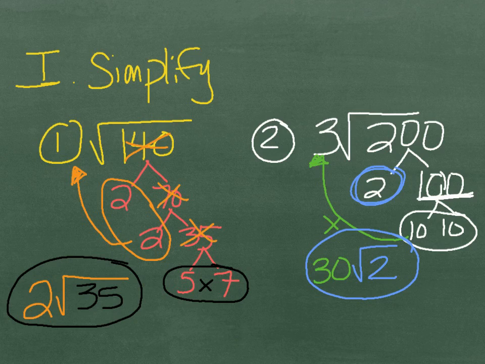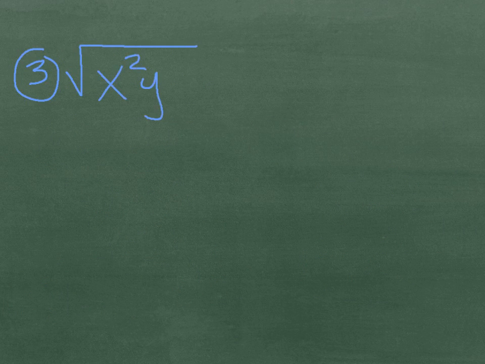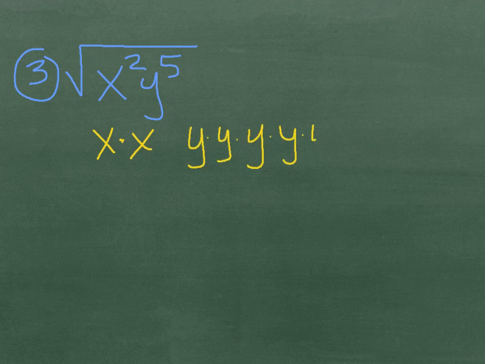Now the last thing to simplify, which I know we didn't talk about too much, is what if you have variables on the inside. Let's say that you have the radical of x squared and y to the 5th. In case you forgot, x squared actually means x times x, and y to the 5th really means y 5 times: y times y times y times y times y.